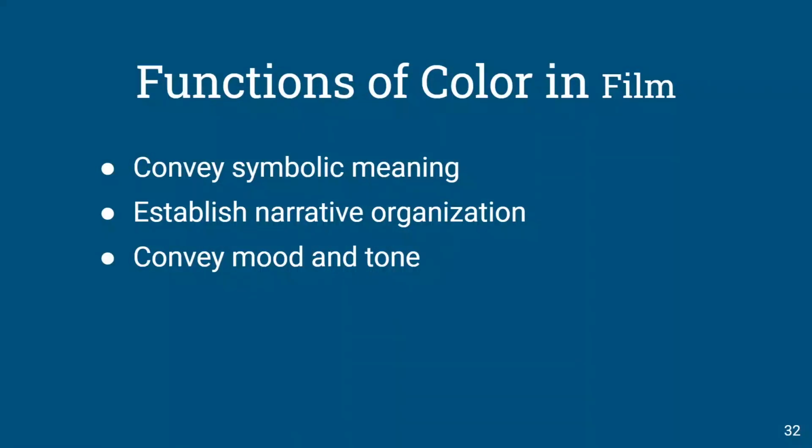All right, color is also really cool and something to think about. So the functions of color in film are many, but some to consider. They convey symbolic meaning. We know red can mean love, it can mean blood, it can mean danger, it can mean warning. It can establish narrative organization. One part of a film might be a certain color palette. The next part of a film might be another color palette. And it can convey mood and tone.